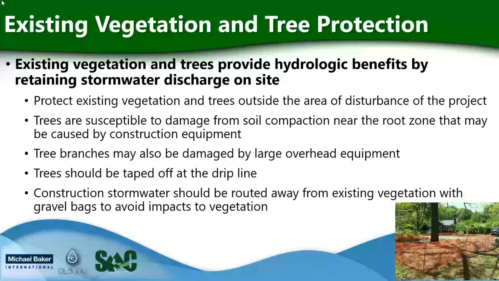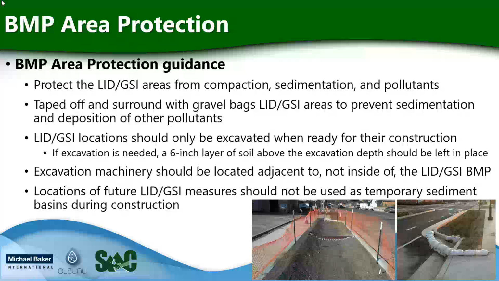Just as critical as protecting existing vegetation is protecting the area where your GSI and LID BMP will be placed. As the surrounding site is constructed, it is critical to protect the on-site locations where these measures will be implemented. These areas should be protected from compaction, sedimentation, and pollutants. The area should be taped off and surrounded with gravel bags to prevent sedimentation and deposition of other pollutants. Construction stormwater should be conveyed around these areas if possible.